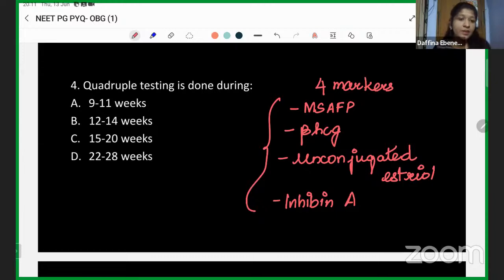So when do you do the quadruple testing? Is it done routinely? No. Quadruple testing is not done routinely. It is only done when the female fails to do a chromosomal screening test. Only in high risk pregnancies do we generally do these chromosomal screening tests, the first trimester screening. If the first trimester screening is not done and they directly present to you in the second trimester, then you can do a quadruple testing. It's ideally performed between 15 to 20 weeks of gestation. Okay, 15 to 20 weeks is the ideal time. The most accurate answer will be between 16 to 18 weeks of gestation.